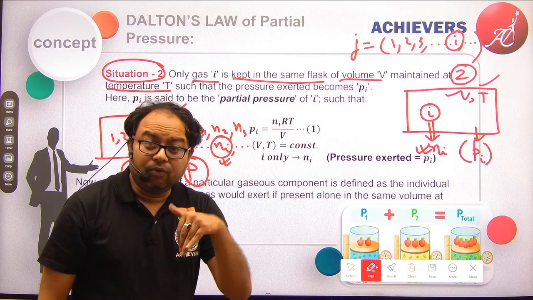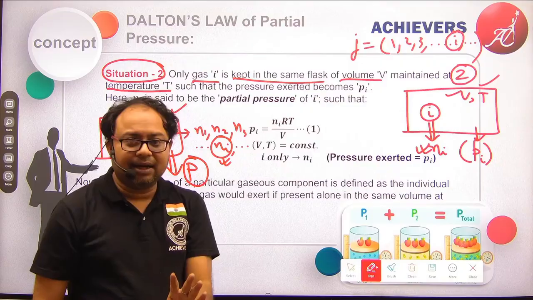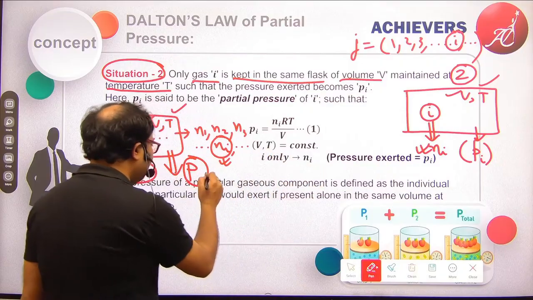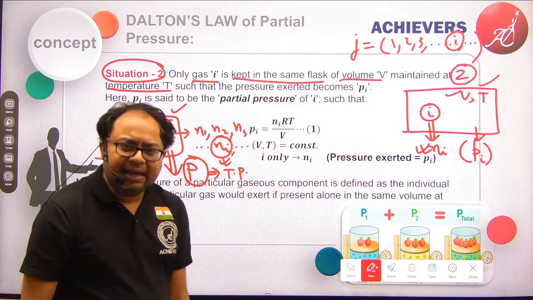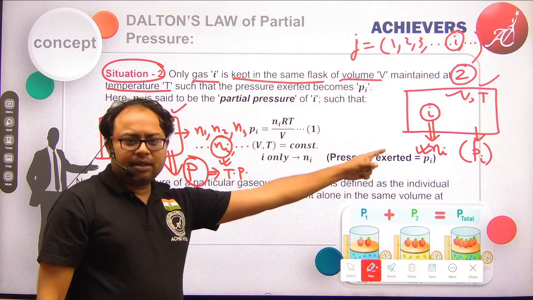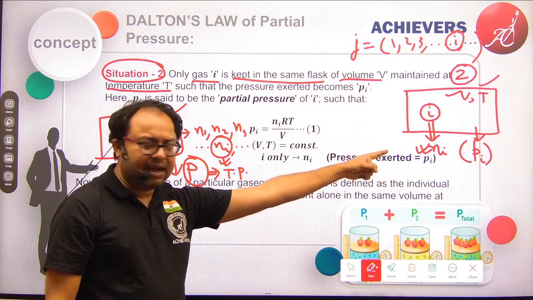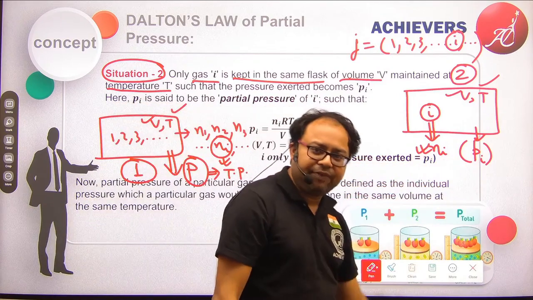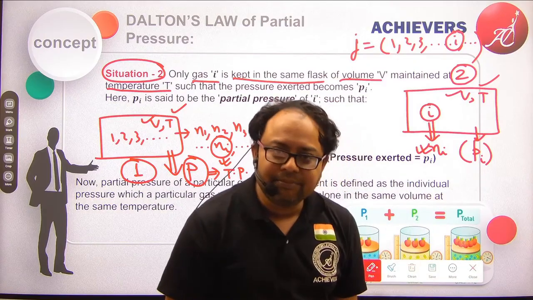But the difference would be reflected in the value of pressure. In the previous case, the total pressure was represented as capital P, and in this case, the pressure is represented as small p with a suffix i. Suffix i pertains to gas i.